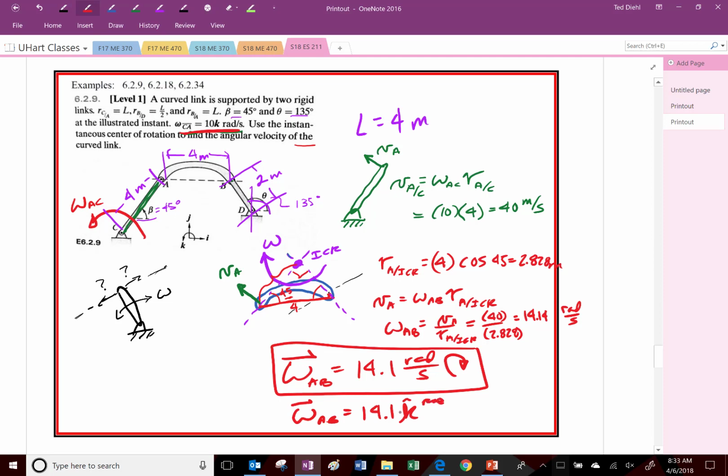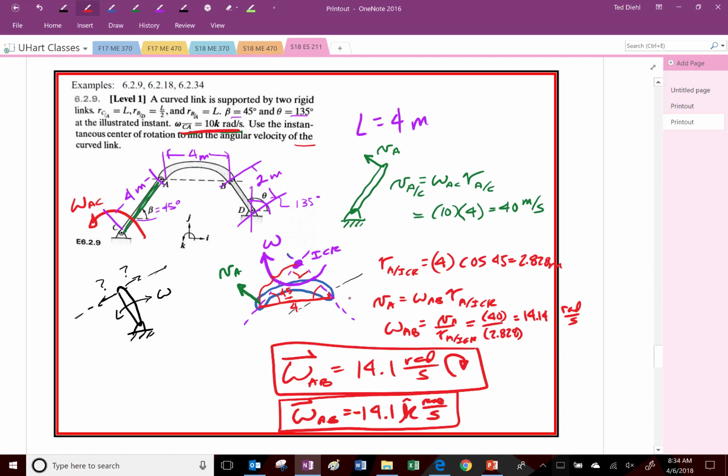Alternatively, we could have written it as a vector, negative 14.1 k radians per second. And that would have been an answer that was correct, because we had that k in there and negative. That establishes that we know counterclockwise is the convention for positive.